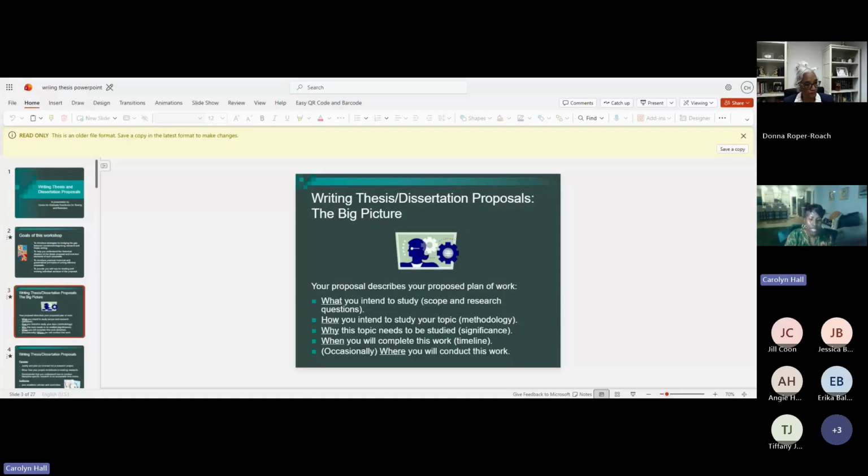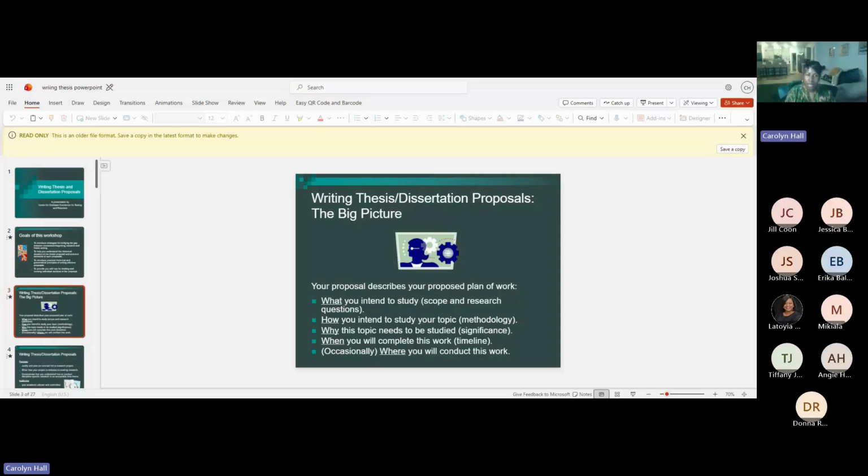And the last, when? When will I complete this work? Make sure that you've established a timeline for yourself because that's something else that happens quite often. How many of us, and you can give me a thumbs up on this, how many of you know people that were really, really smart people, right? But they still ended up ABD, all but dissertation. They got stopped at the dissertation process. Does anybody know anybody like that?